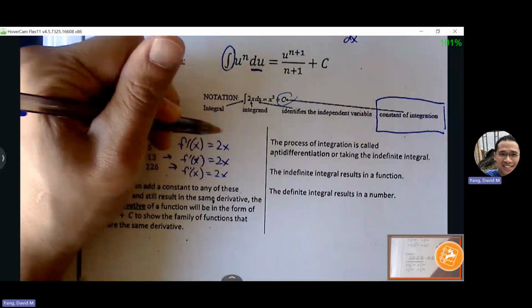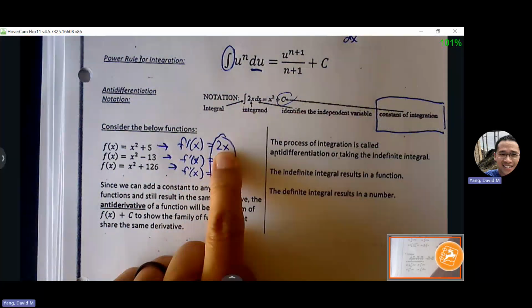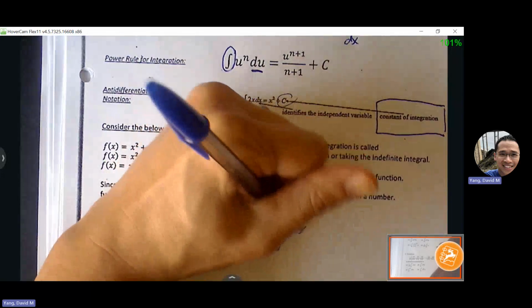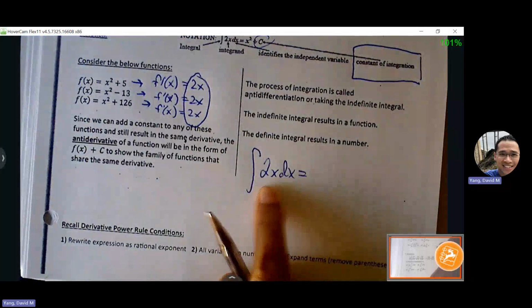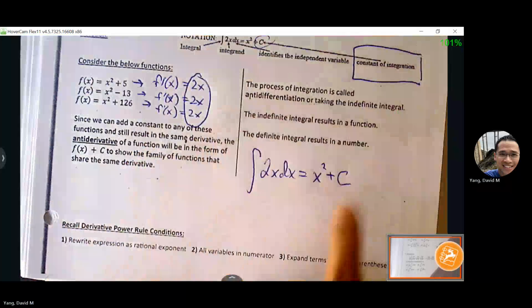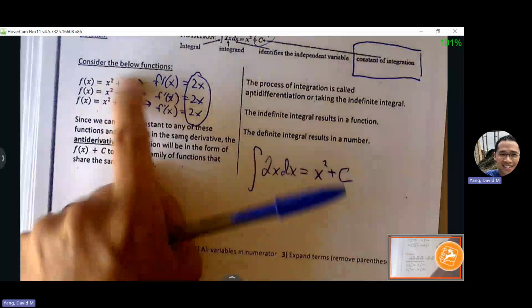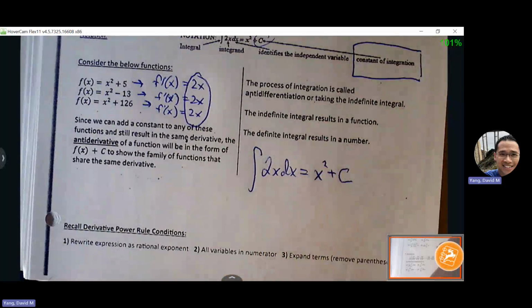So the question is, how many functions share the slope or this derivative of 2x? Infinite, right? It's x squared and some constant. So that's why we say the integral of 2x dx is asking, what function will share this derivative of 2x? It's x squared plus any of an infinite number of constants, because it could be x squared plus 6, it could be x squared plus 5. They all share the same derivative of 2x. So that's why that plus c is there, to show that we have this family of functions that all share the same derivative.